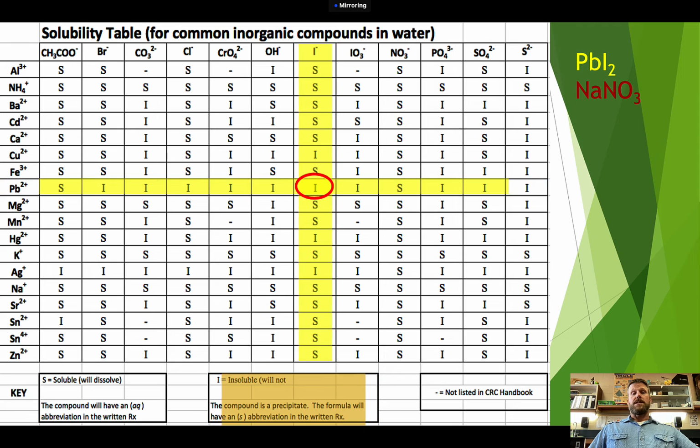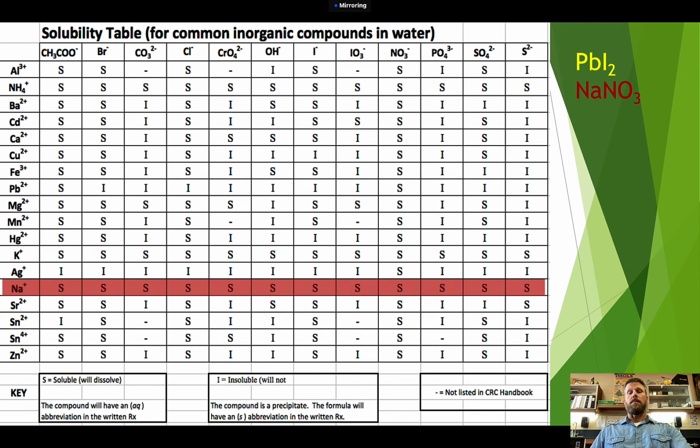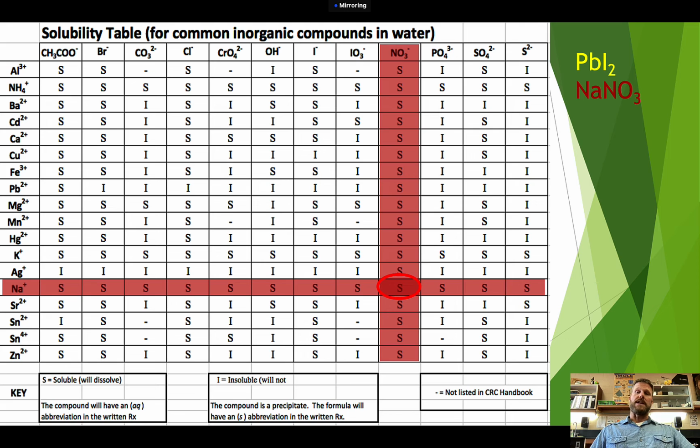The other substance was sodium nitrate. So I'm going to find sodium, Na+, on my ion table, and I'm going to find nitrate on my ion table. I'm going to see where they intersect. And I see there it says S. S does not mean solid. S means soluble, which means it will dissolve in water, which means this substance will have an AQ after its formula in the total balanced equation.